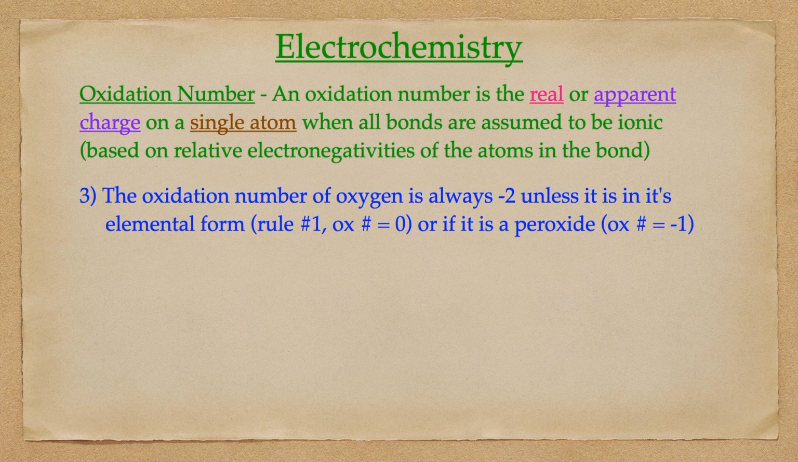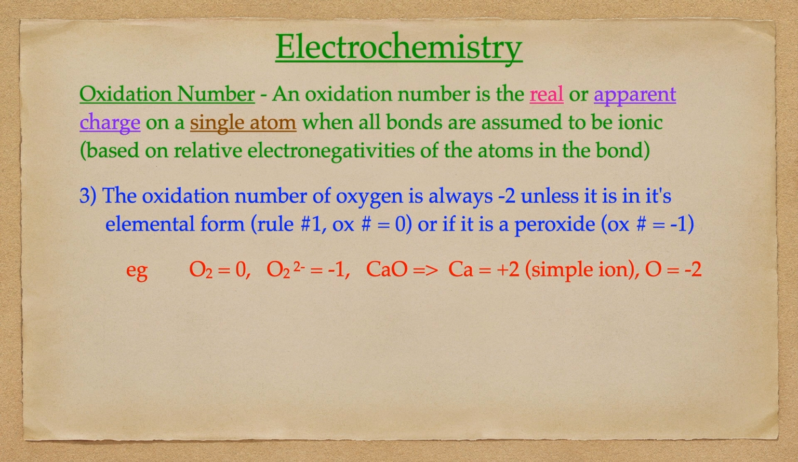Our third rule for oxidation numbers: the oxidation number on oxygen is always assigned to be a minus 2 unless it's in its elemental form. Rule number 1, its oxidation number would be 0. Or if it's a peroxide, that is a polyatomic ion of 2 oxygens bonded together with a net negative 2 charge, in that case, its oxidation number will be minus 1.